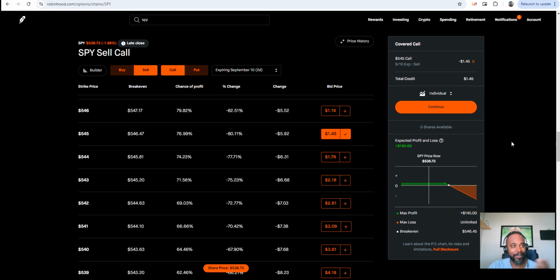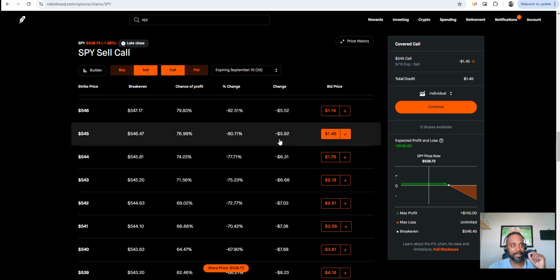Okay. So I know that's a little bit confusing. So the important thing here is to understand that when you are selling a call, you're essentially saying that you don't think that the stock, or ETF, is going to go past whatever price that you have chosen by this expiration date. Okay. So this is very, very important to know.